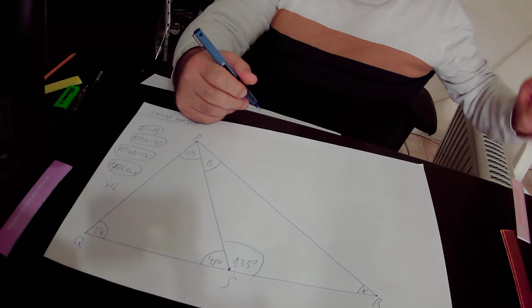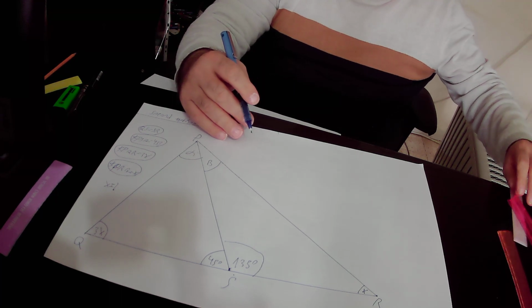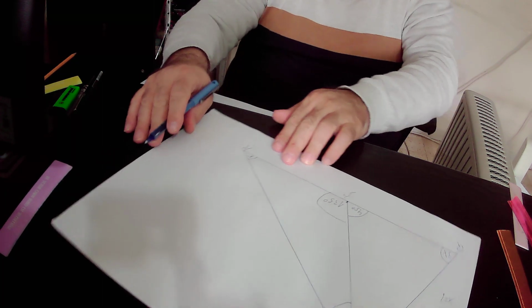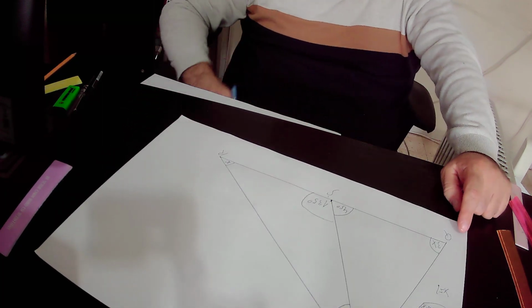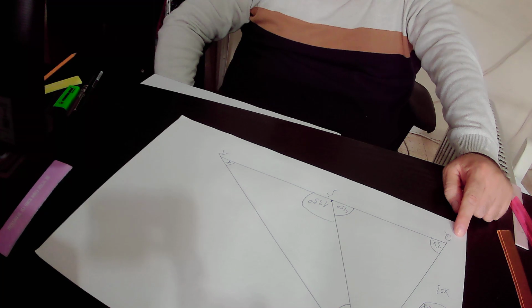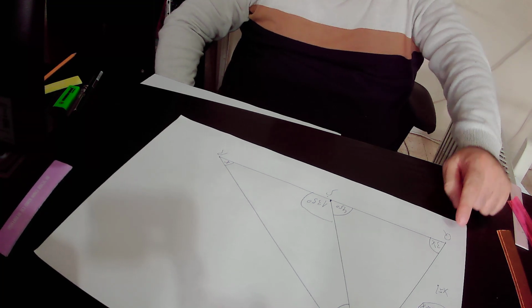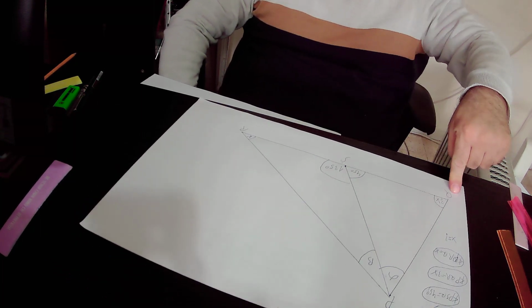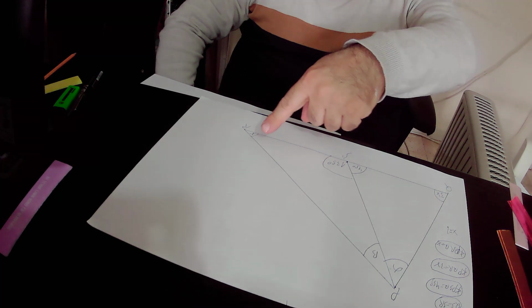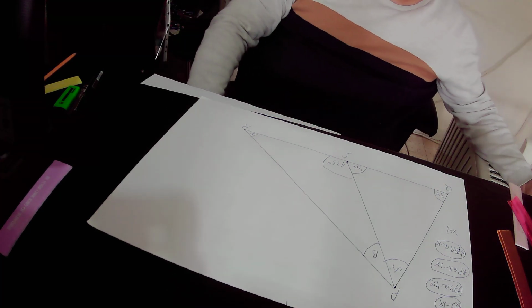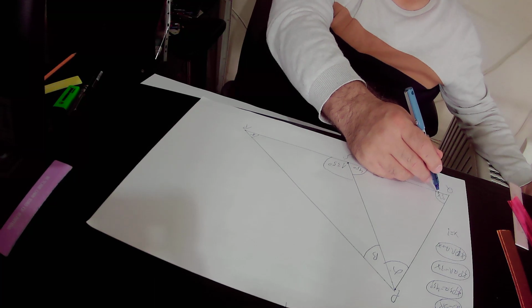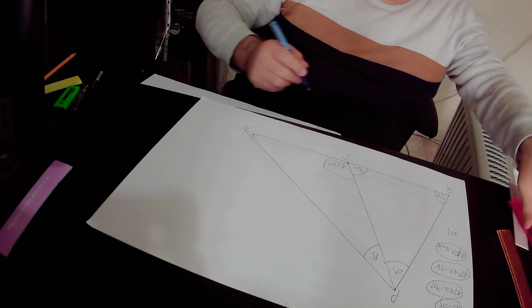So here we will do a construction from point Q. We will draw a straight line to side PR. From point Q we will draw a straight line to side PR in such a way that this angle will be equal to x. We can do it.